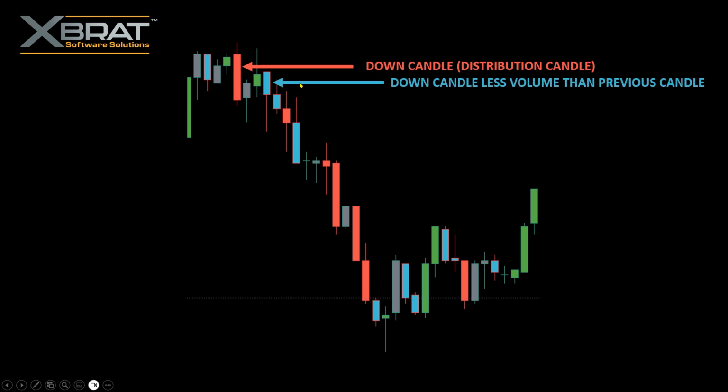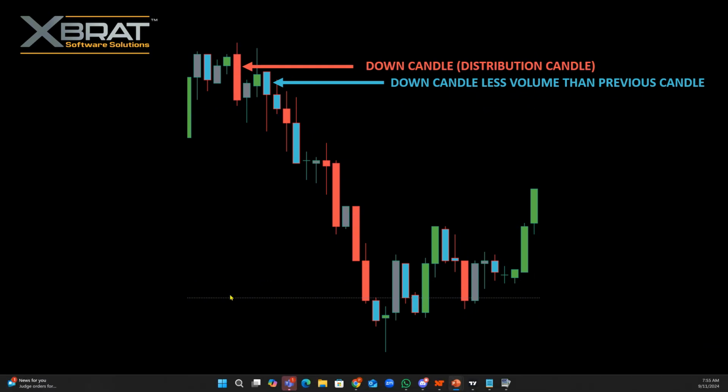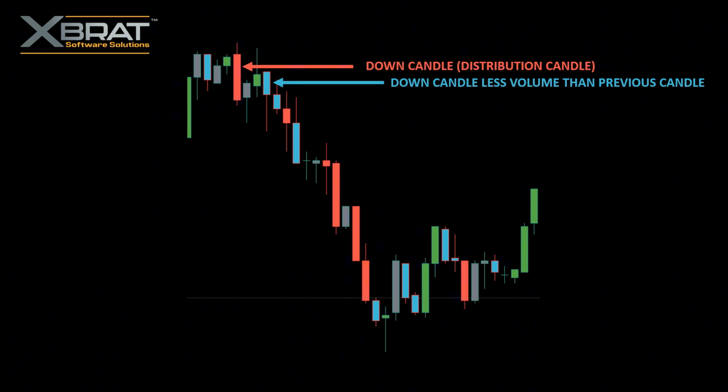A cyan colored candle is a down candle, but it has less volume than the previous candle. One of the things that's interesting right here is we have a rejection of the lows on this particular candle. It's a very long wick, and it closes at the highs, but it has less volume than the previous candle. So even though it's bullish engulfing, we can understand from the behavior, from the volume, that actually there's not a lot of juice in there, and as you can see, it just continued to go down after that.